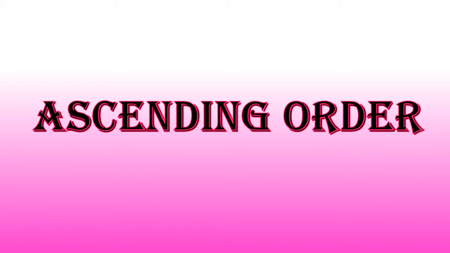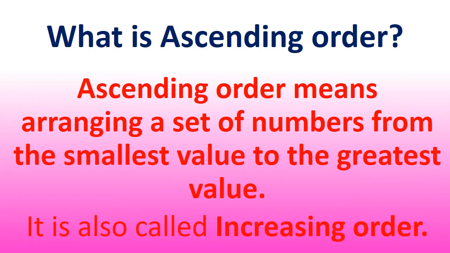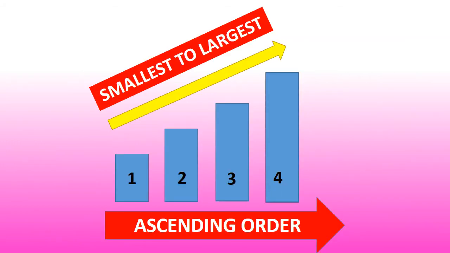Hello children, today we are going to learn about ascending order. So, what is ascending order? Ascending order means arranging a set of numbers from the smallest value to the greatest value. It is also called increasing order. Here, the numbers 1, 2, 3 and 4 are arranged from the smallest to the largest, that is ascending order.